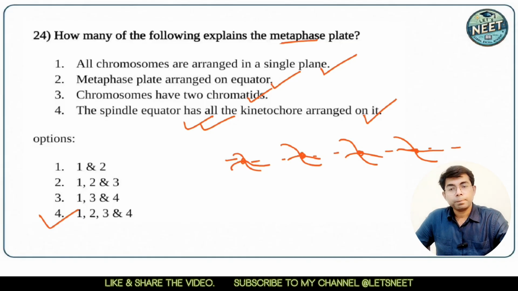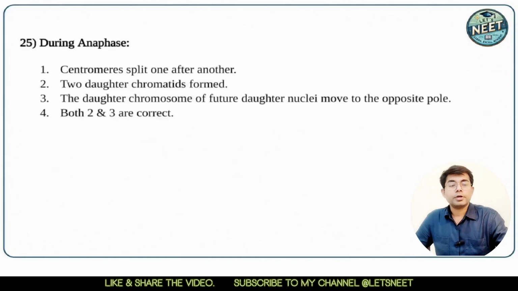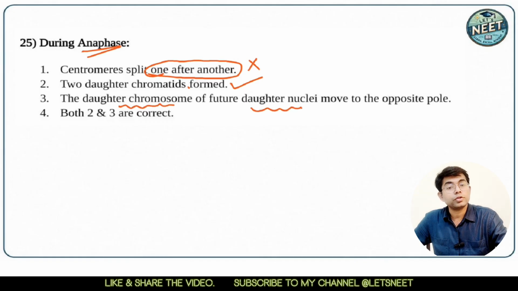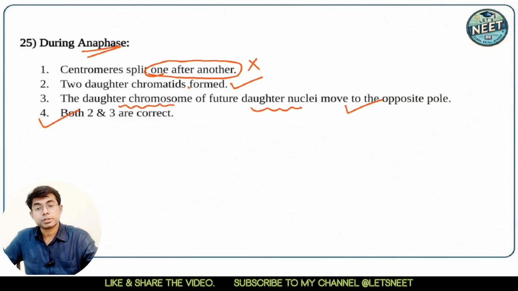Next question, during anaphase, what happens during anaphase? Here the centromeres split one after the other. Does it split one after the other? Wrong. It happens simultaneously. 2 daughter chromatids are formed. This is correct. The daughter chromosomes of the future daughter nuclei move to the opposite poles. Yes, exactly the NCERT line. So both 2 and 3 are correct. First one is wrong.